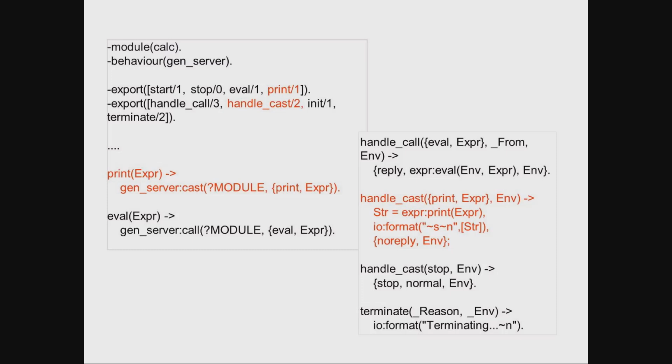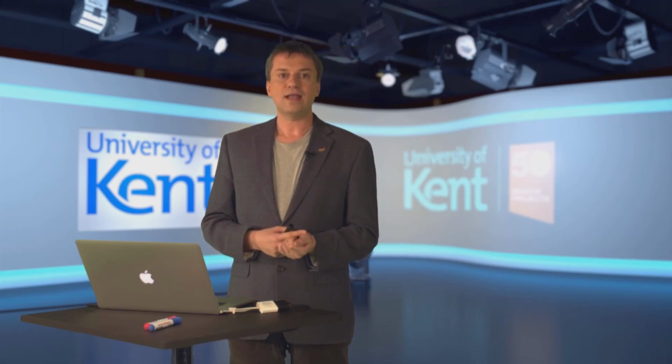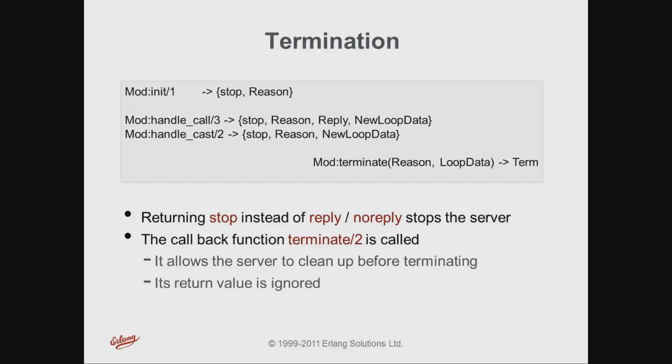But before we do that, what if we want to stop generic servers? So far, we've seen the callback functions init, handle call, and handle cast. Now, all return ok, loop data, or reply, loop data, or no reply, loop data respectively. If we let handle cast return stop, reason, loop data, this will cause the server to terminate. Now, the gen server module will receive the keyword stop, and it will treat it specially. And what happens is that the terminate callback function will be called.